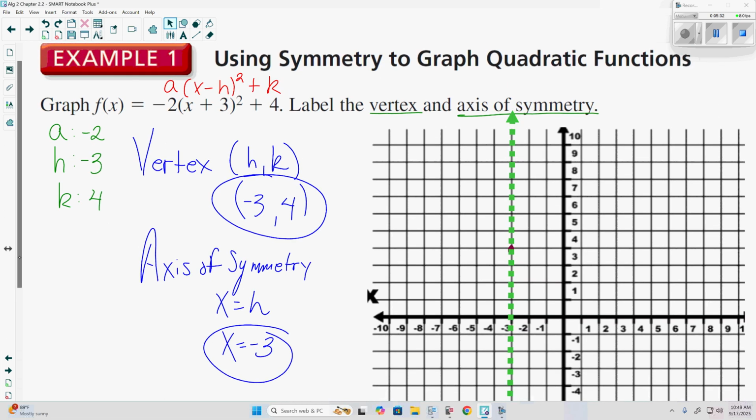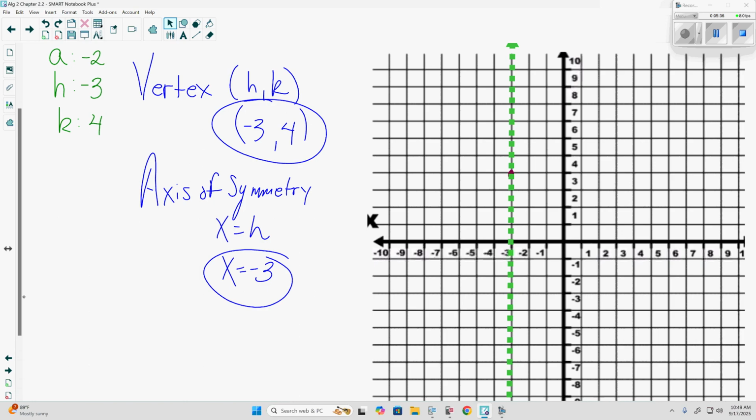So, you don't have to write this next part. I'm going to erase this here. Take 2.